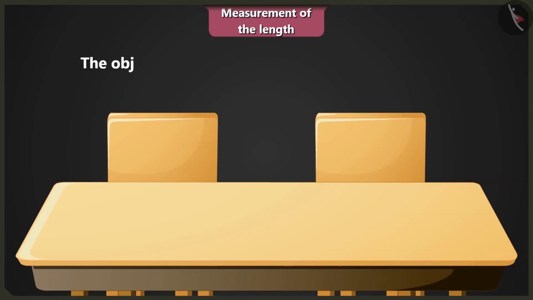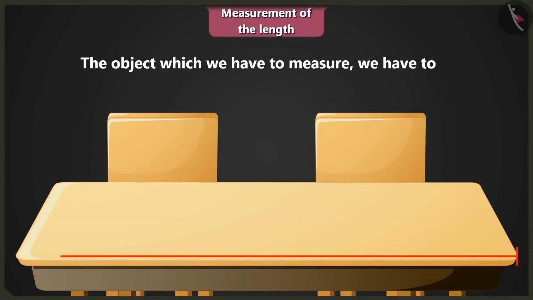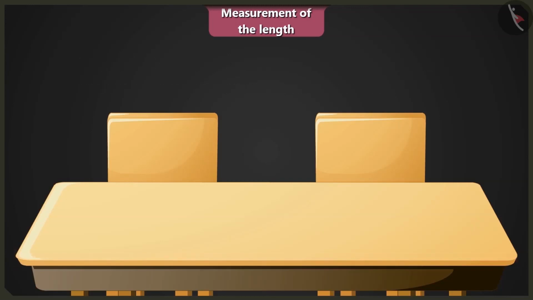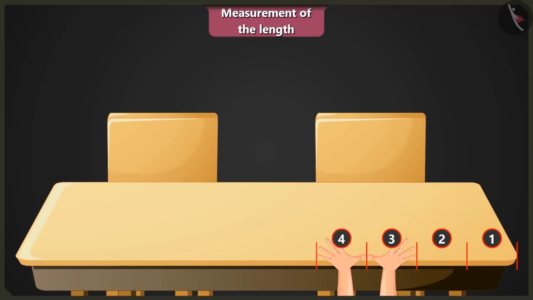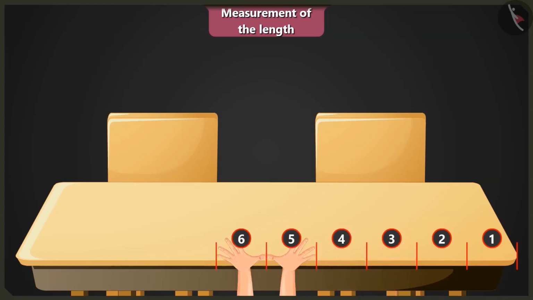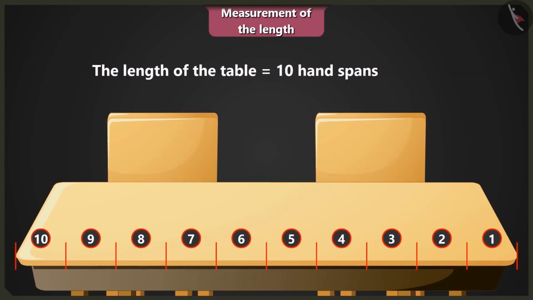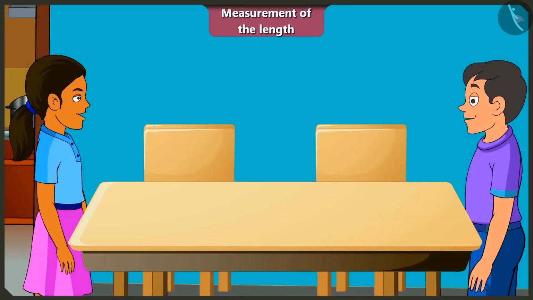Look, when you have to measure the length of an object, you measure from one end to another end of it. You have to measure the length of this table from here till here. Okay, I have understood. Then 1, 2, 3, 4, 5, 6, 7, 8, 9 and 10. The length of this table is equal to 10 handspans of my palm. This is the correct measurement.